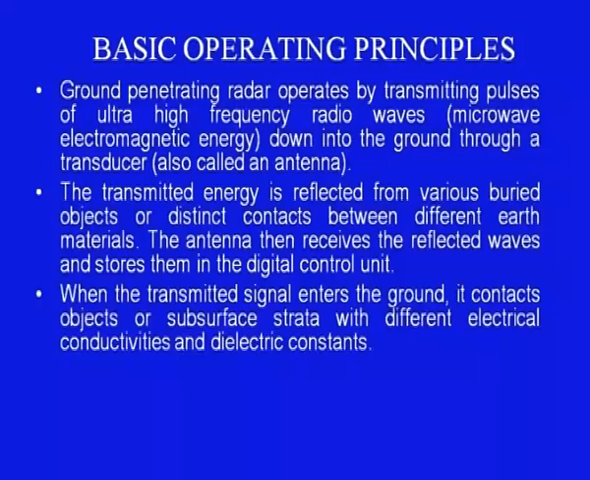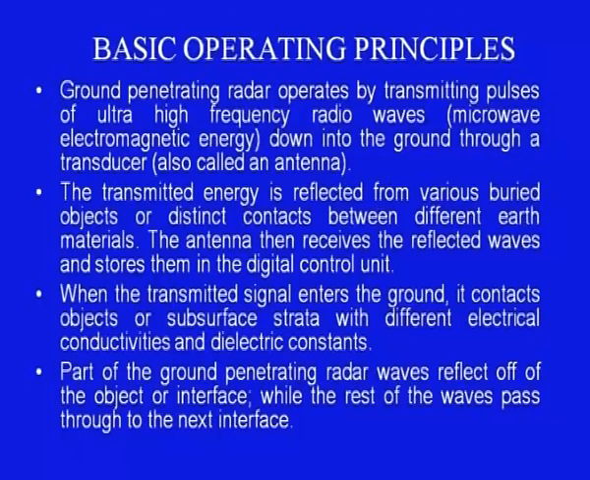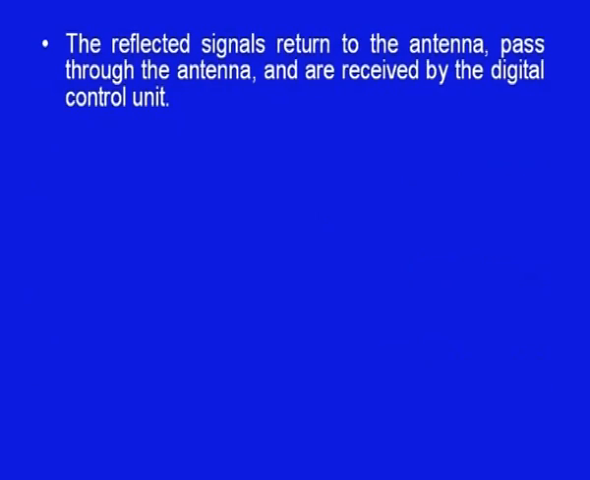When the transmitted signal enters the ground, it contacts objects or subsurface strata with different electrical conductivities and dielectric constants. Part of the ground penetrating radar waves reflect off of the object or interface, while the rest of the waves pass through to the next interface. The reflected signals return to the antenna, pass through the antenna and are received by the digital control unit.